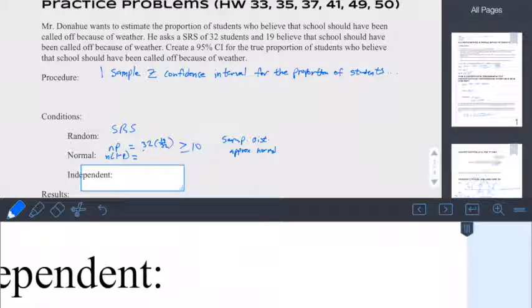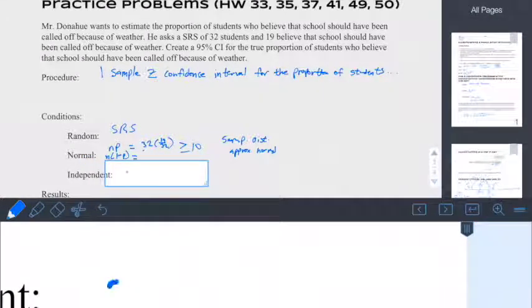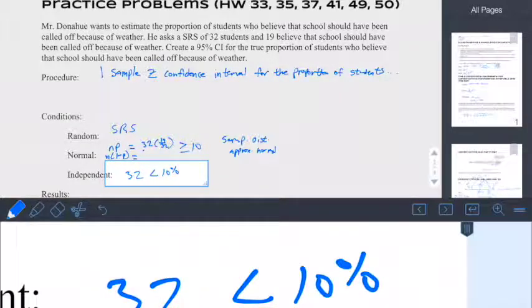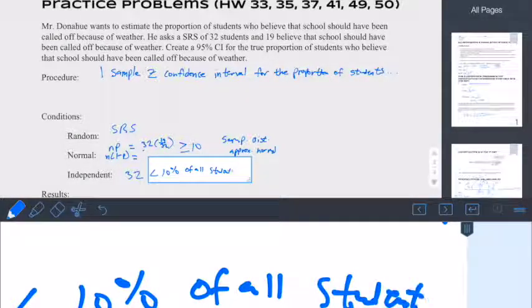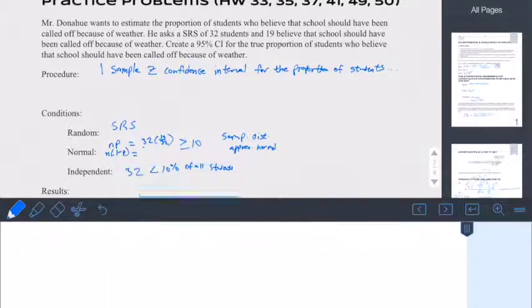And then independence, we need to check the 10% condition. So 32 students needs to be less than 10% of all students at Franklin Heights. Well, it is. So that meets our independence condition.